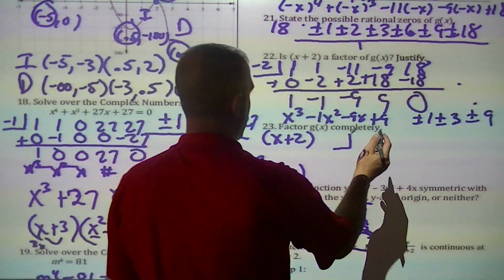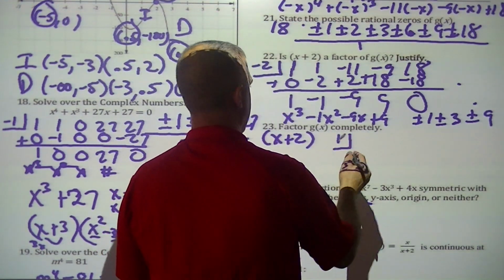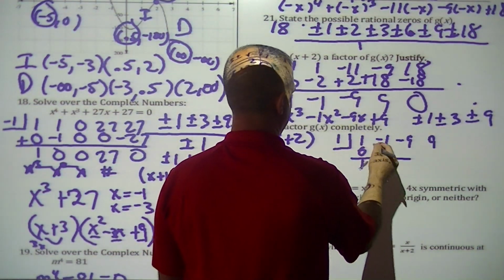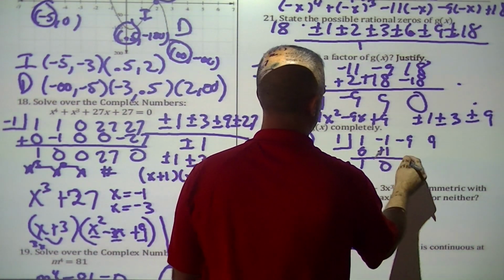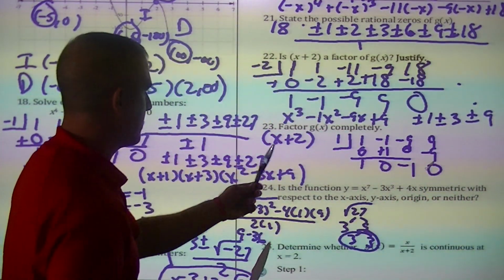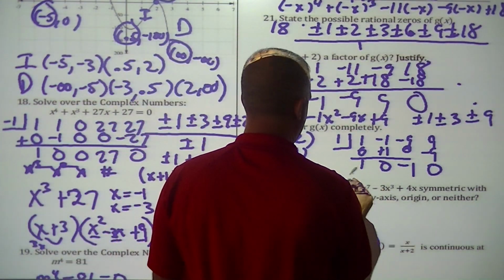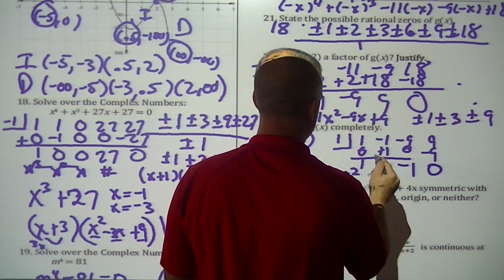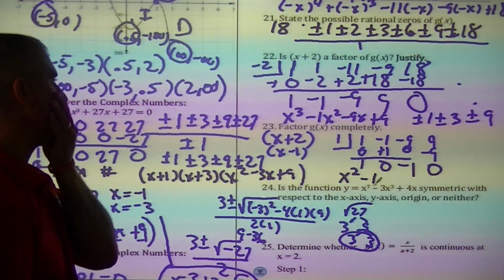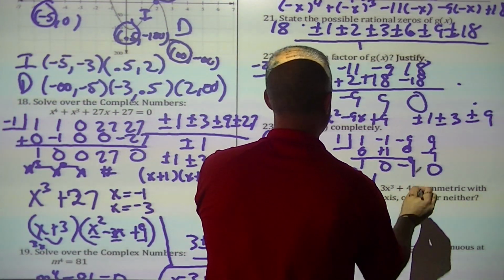So let's say I wanted to try 1. So 1, -1, -9, 9. So 1 times 1 would be 1, that would be 0, 0, -9, -9, which would be 0. So my other factor there would be x minus 1. I've got x squared and just minus 1 there. Oh, whoops, that's not right. That should be -9, sorry.